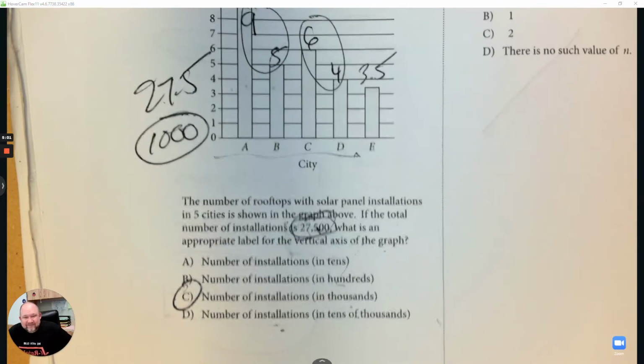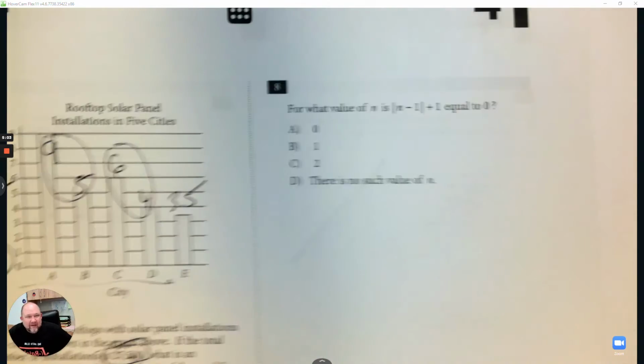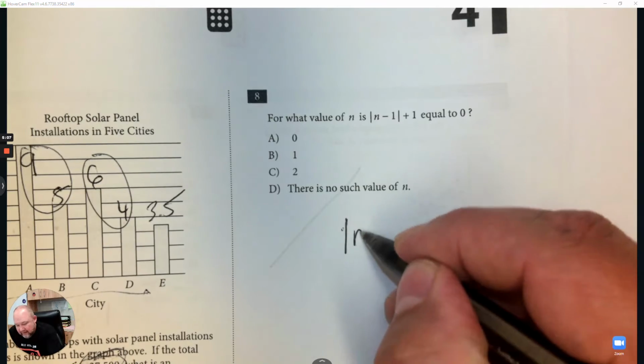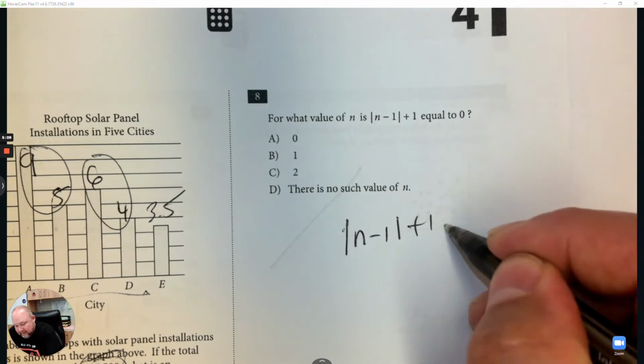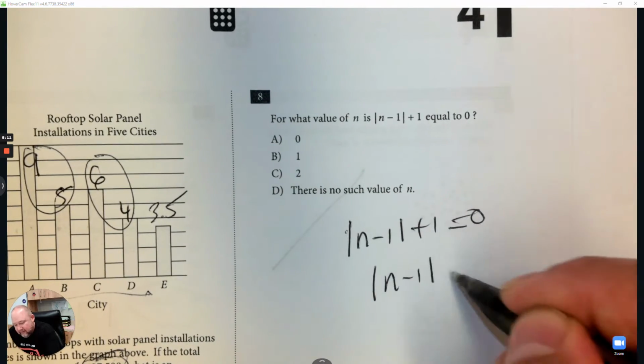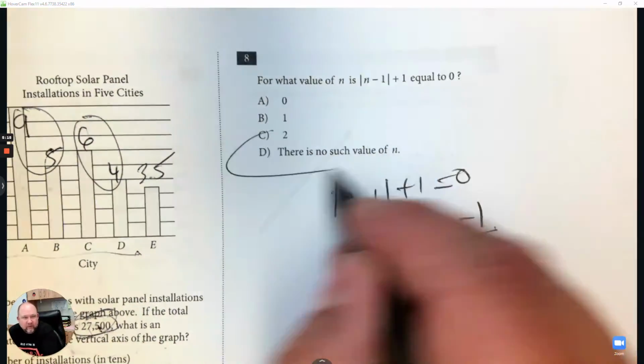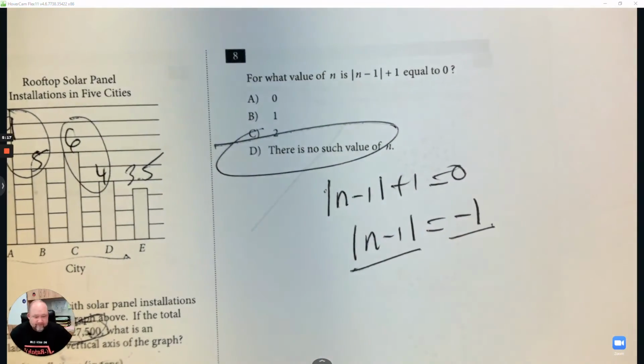All right, number 8. For what value of n is the expression equal to 0? So n minus 1 plus 1. If I subtract 1, the absolute value can never be negative. There is no such value. Number 9.